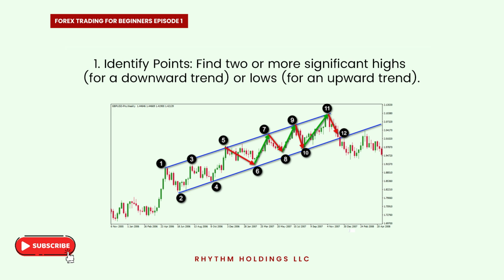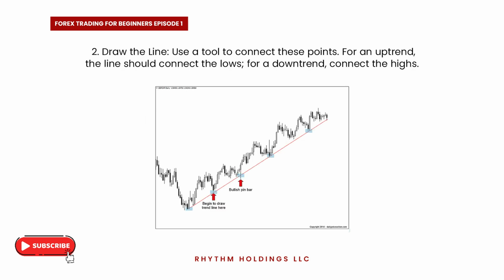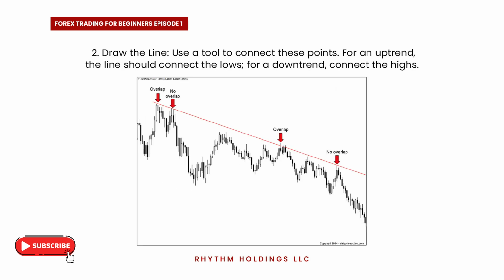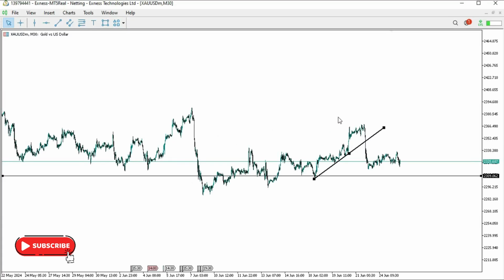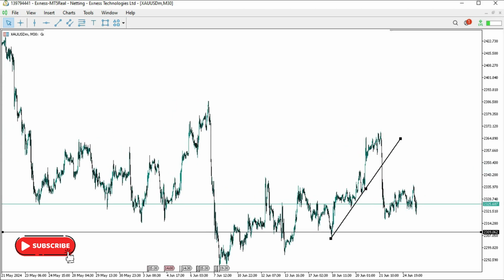And then when you look at point number 2, he said draw the line. Use a tool to connect these points. For an uptrend, the line should connect the lows. For a downtrend, connect the highs. Okay, so now this is an uptrend. And he's saying that for an uptrend, the line should connect the lows, meaning that this is an uptrend.